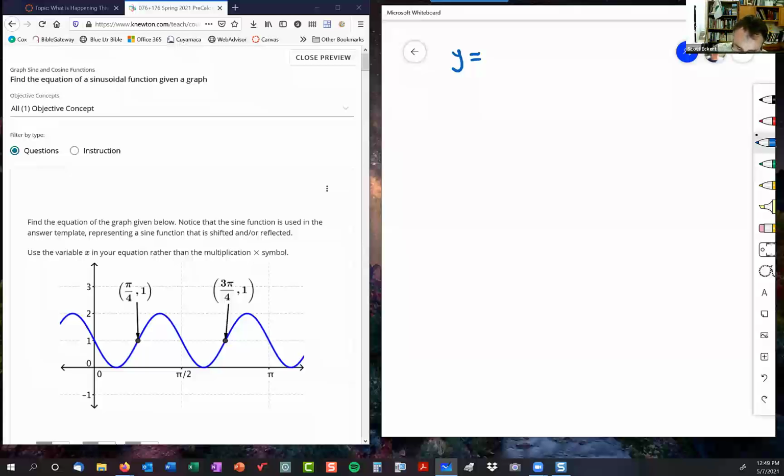We need an equation. Now we don't know yet. We haven't decided whether it's a sine or cosine. But I'm just going to write a times the trig function b times x plus c plus d. That is the framework that we have to build for. And so we need the structure. That's the equation. It could be a sine or a cosine.